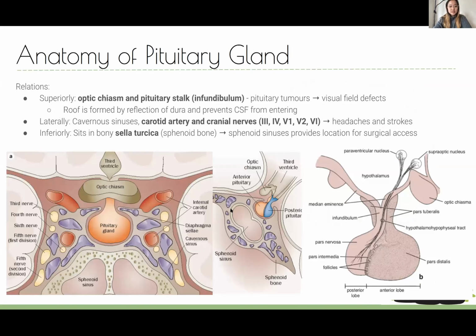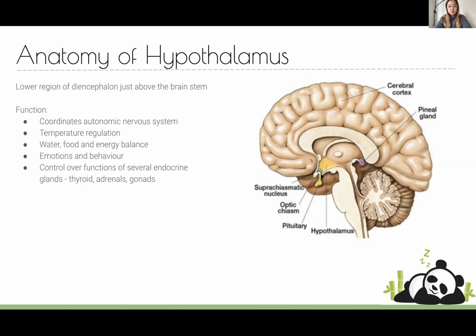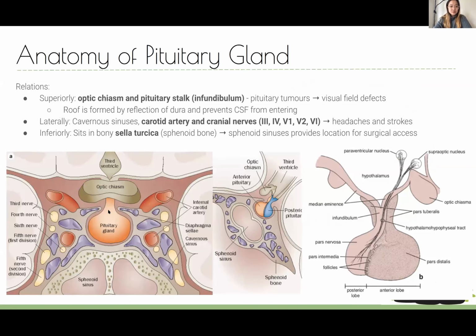This is the pituitary gland. Over here, the pituitary gland is right here, under the hypothalamus. And this is the optic chiasm over here, which is part of the mechanism of how you see. You need to know the relations of the pituitary gland, and that's because things can compress it, and it's the things that surround it that compress it.